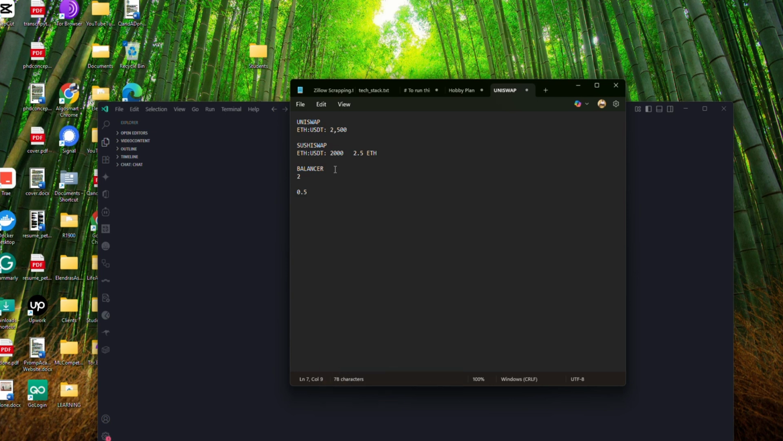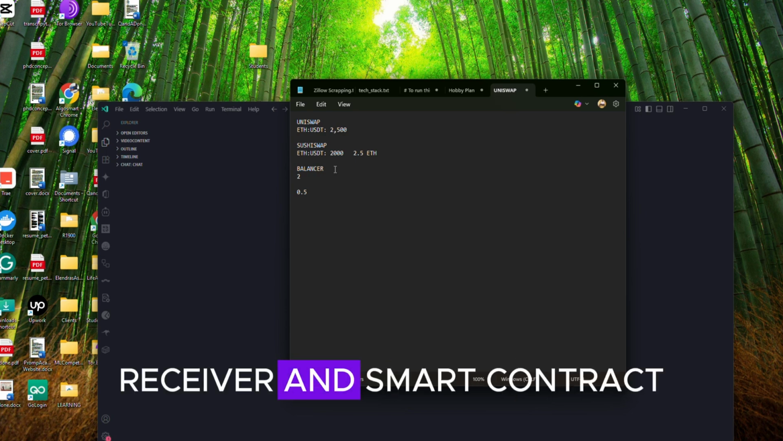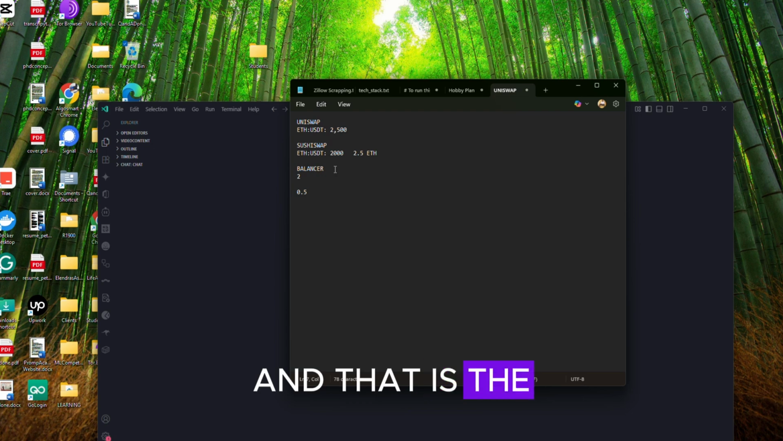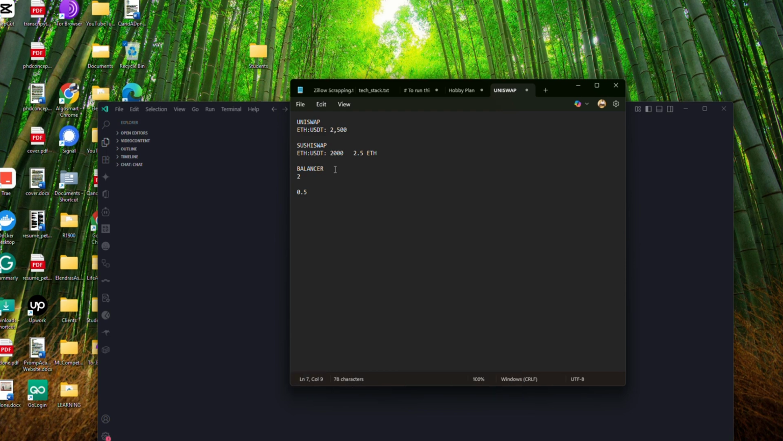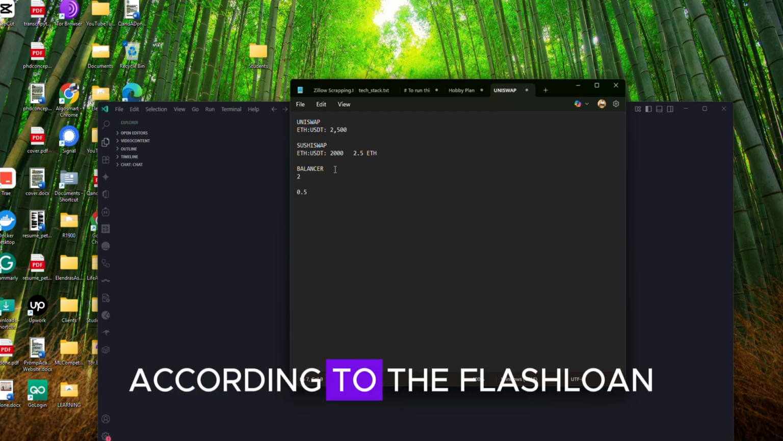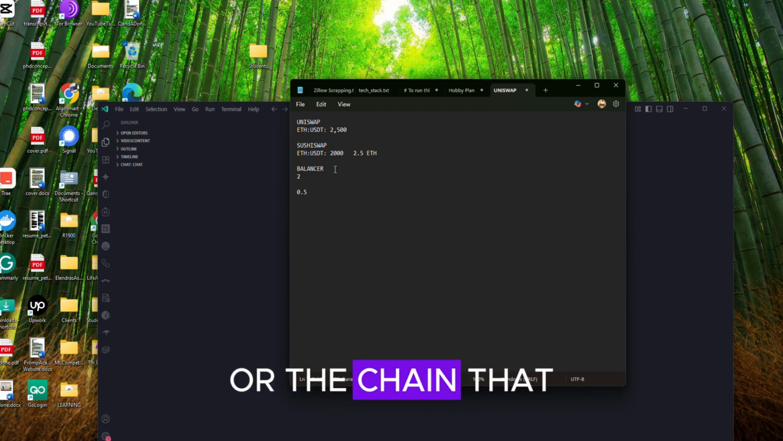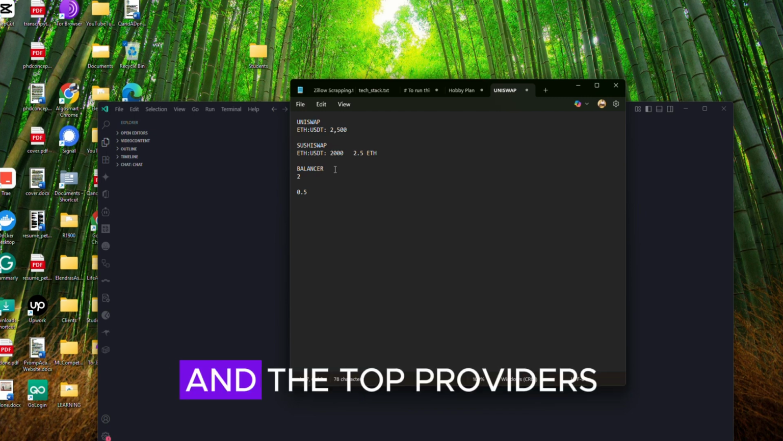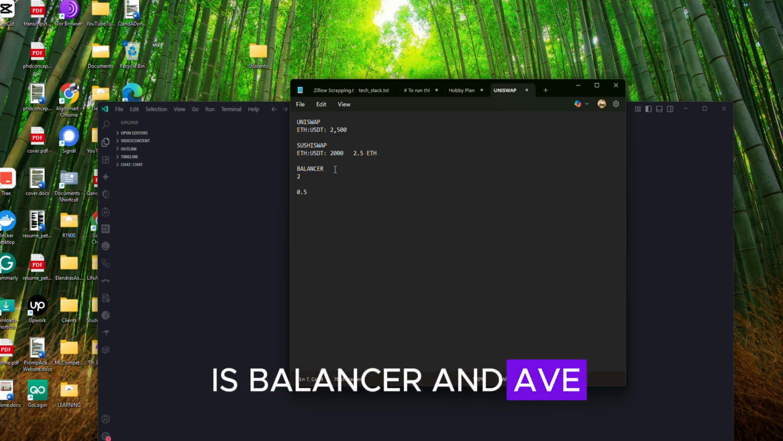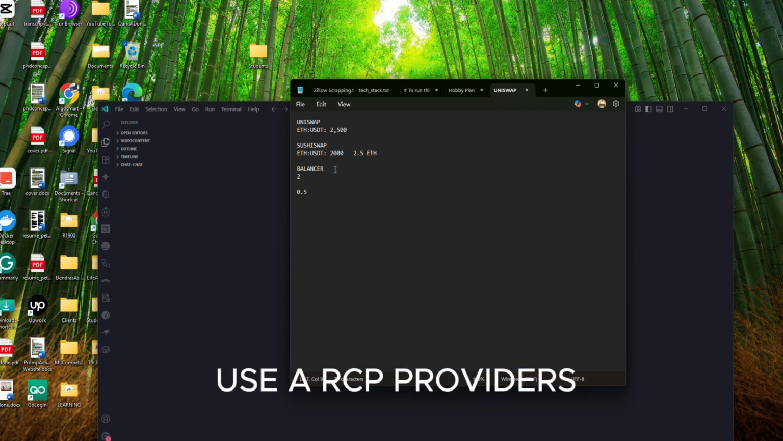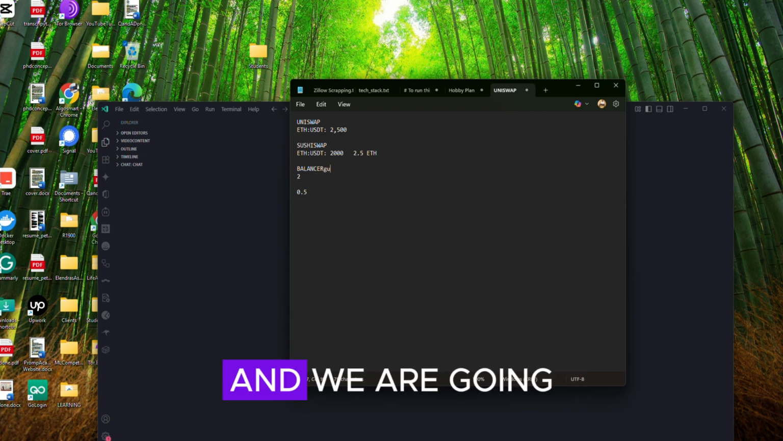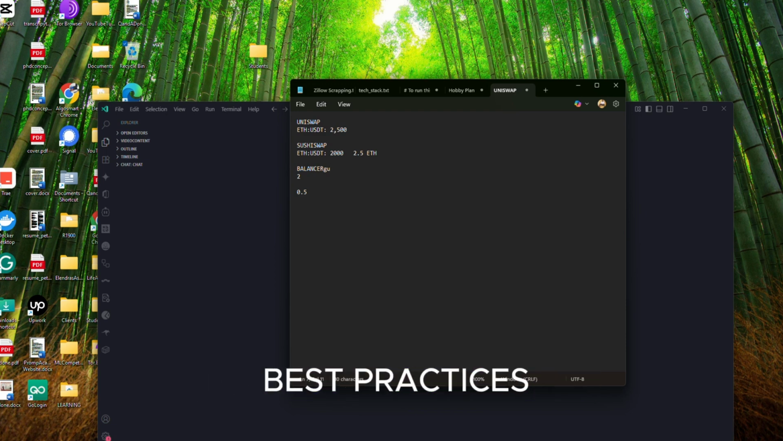And let's now talk about the flash loan receiver smart contract. That is the part where we are going to write a lot of Solidity or Rust code, according to the flash loan provider or the chain that we will be working with. The top providers are Balancer and Aave. For the flash loan providers, Balancer and Aave, we are going to use RPC providers as well. And we are going to discuss the best practices when you are executing flash loans.